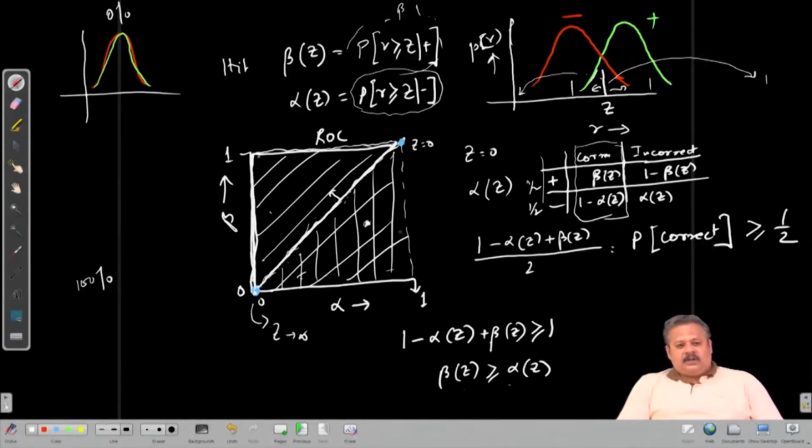And for the case where it is 50% correct all the time and the ROC curve is the diagonal, then the ROC curve area is half, that is again 50%.